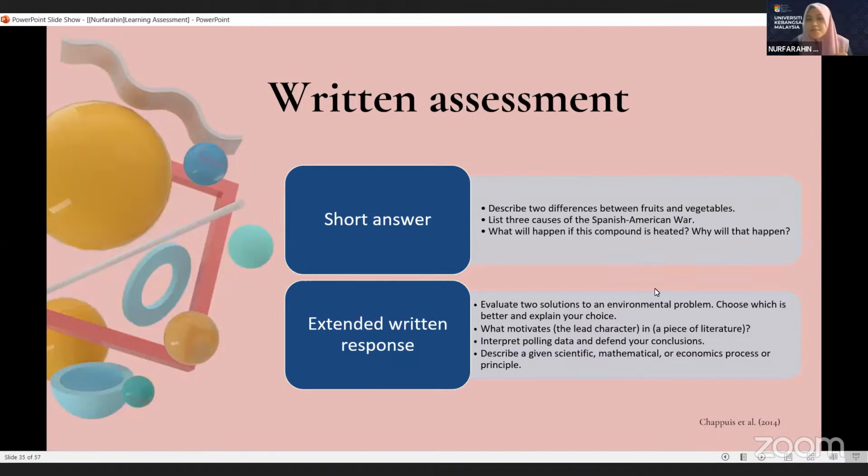And another thing about the 2 is that in short answer, usually you have to quantify how many answers you want. So you have 2 differences, 3 causes. But in a standard written response, usually you only provide what aspects of the topic you would like the students to write about.